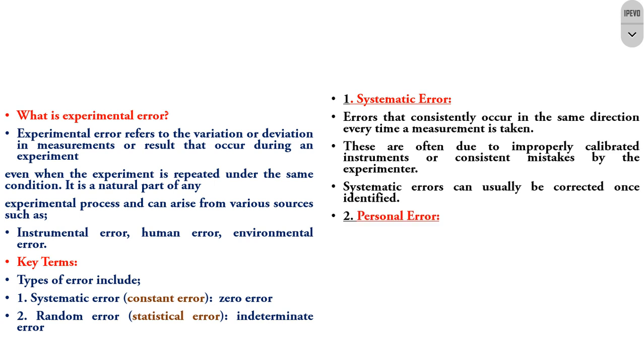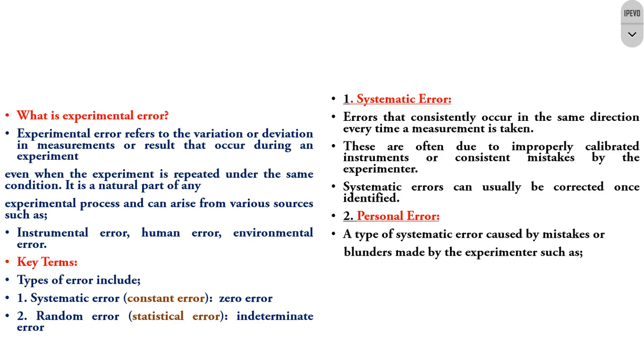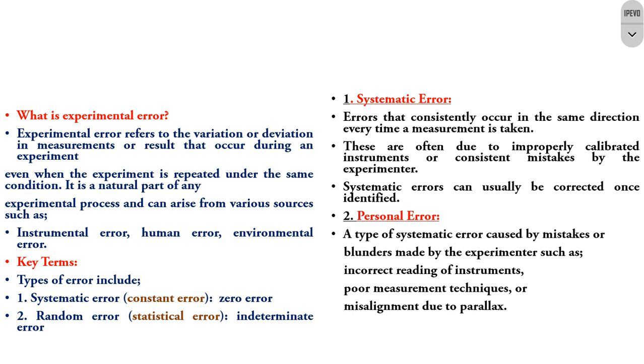Let's look at the next one, personal error. It is a type of systematic error which is caused by mistakes or blunders made by the experimenter, such as incorrect reading of instrument, where you've seen the value but you didn't take it correctly. That falls under this category. Poor measurement and techniques, misalignment due to parallax error.